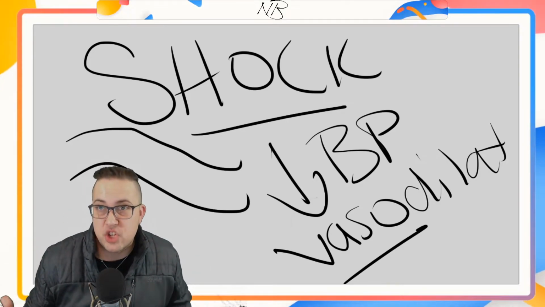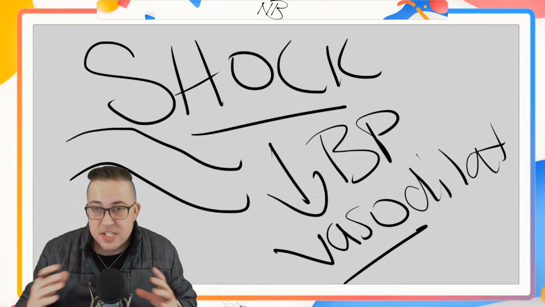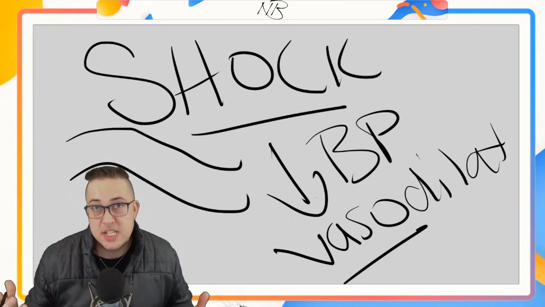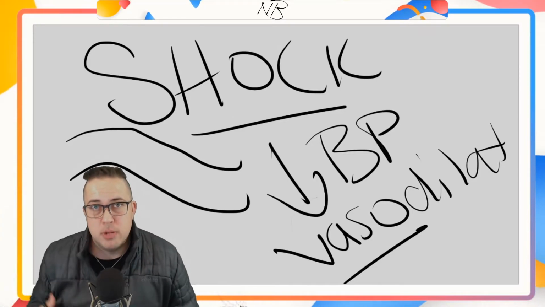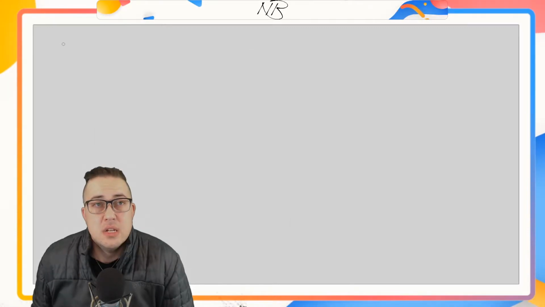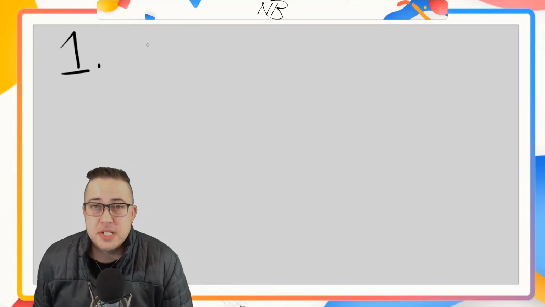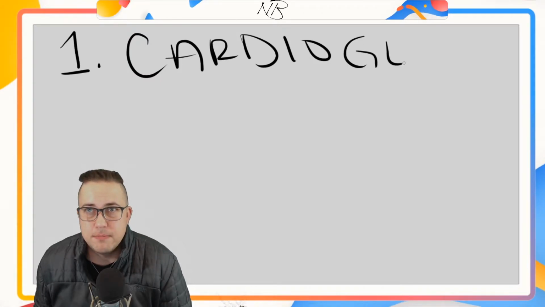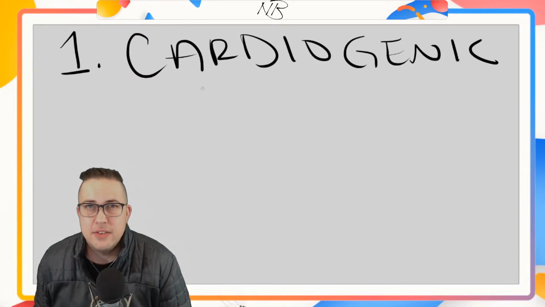The problem in shock is we have massive systemic dilation of these blood vessels, and this is shock. This results in low blood pressure. And now we're going to dive into some of the different types of shock that you may see. So the first type of shock that we're going to be discussing in this video is cardiogenic.